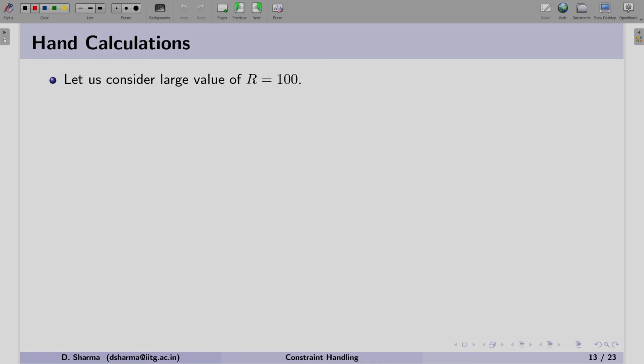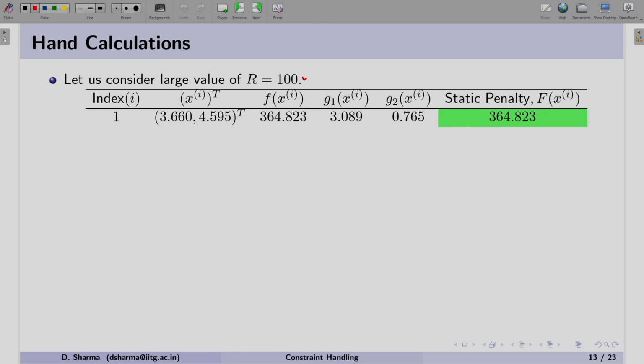If we consider r equals 100, then let us observe what changes in the fitness value. Since we are taking r as a very large value, we know that the static penalty function value will be large. So, let us observe the changes with the same solutions, but considering r equals 100. Looking at the table now, we are considering r equals 100. Solution 1, it is the same solution we are considering.